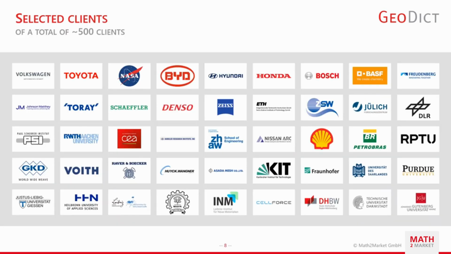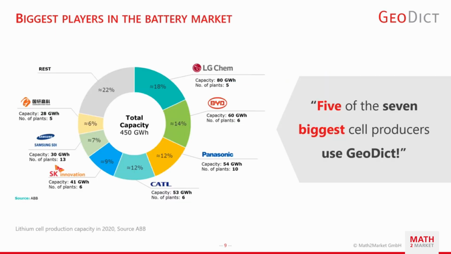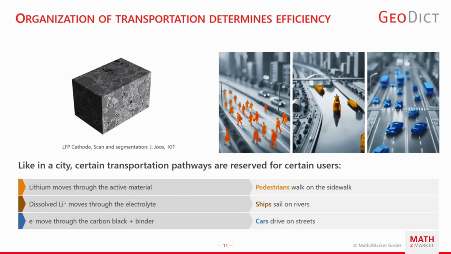And we have many companies already making use of digital material design with GeoDict. Just some of them are on this slide, but I want to focus on a statistic I have seen: the 7 biggest battery cell producers. And I'm very proud that 5 of them are also using GeoDict to improve their products. I want to show you now what you can do with GeoDict in battery research and battery development.